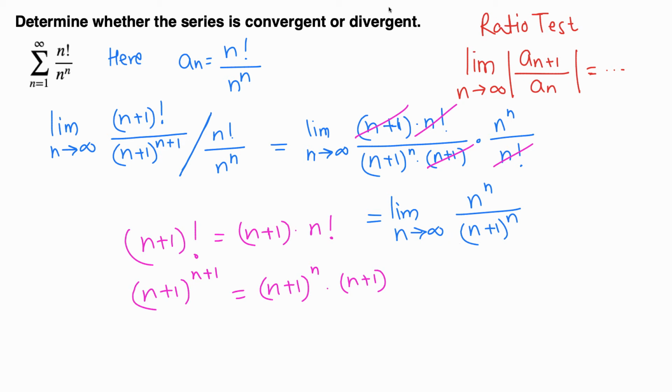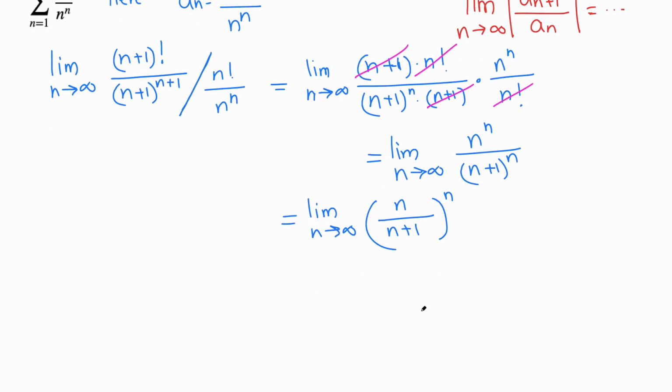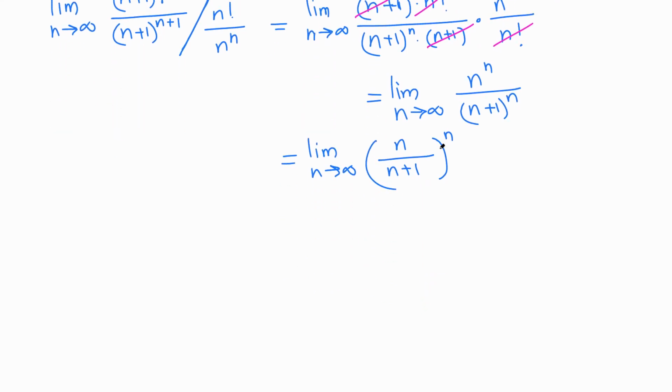Now we need to compute this limit. When we take n to infinity, this goes to infinity over infinity, so we could use L'Hopital's rule from calculus 1. But let me simplify this first. This is the same as the limit as n goes to infinity. I have power n, so I can write everything raised to n: n on the top over n plus 1. Now what can be done?